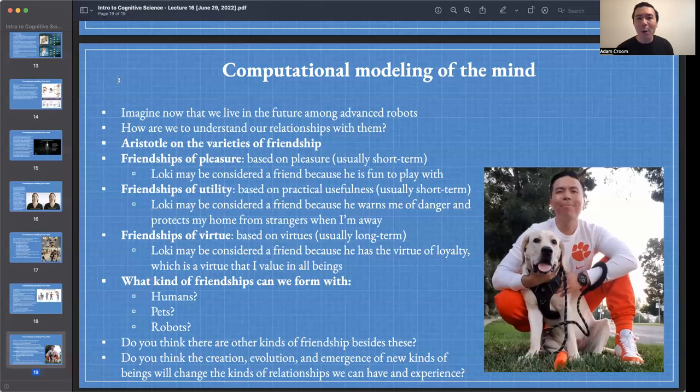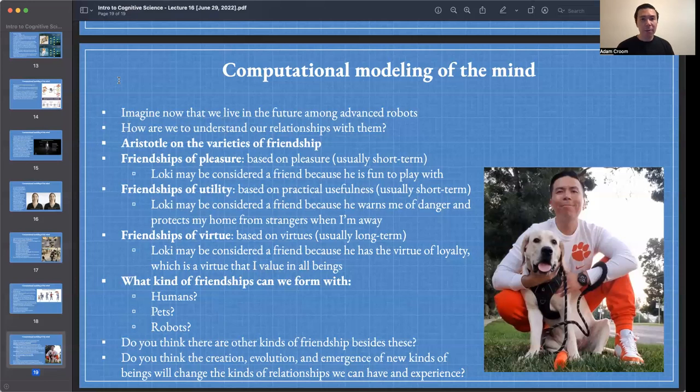And I like to use Loki as an example. Loki may be considered a friend of utility because he warns me of danger and protects my home from strangers when I'm away. Okay, so some people look at their pets in terms of pleasurable friendships. Other people look at their pets in terms of useful friendships, right? Like the reason I bought a dog was to serve this useful purpose rather than to give me joy.